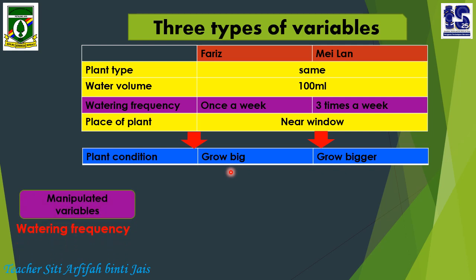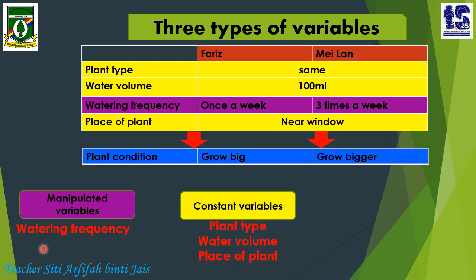So recall here, what is the manipulated variable in this situation? The answer is watering frequency. What are the constant variables in this situation? The answer is plant type, watering volume, and place of plants. There are three variables that keep same. However, only one variable that been manipulated. And the responding variable is plant condition.